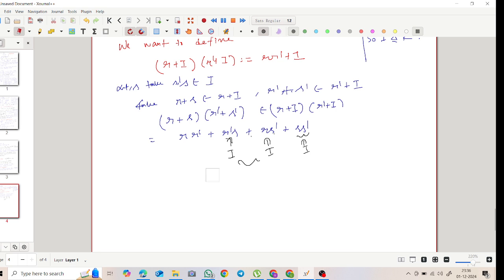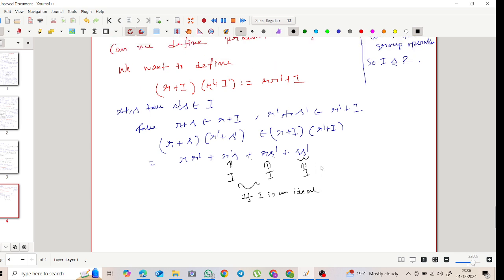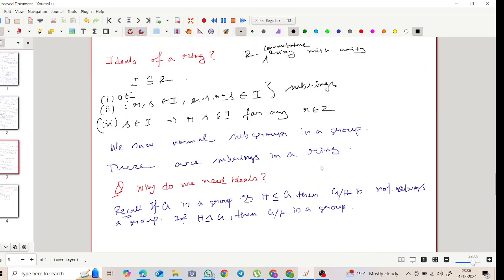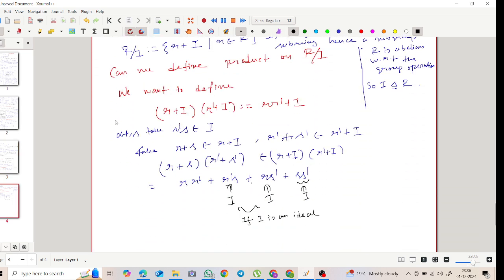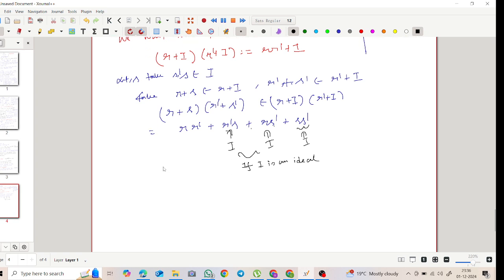If I is an ideal, then by the definition of an ideal, by this third criteria, these things are in I, okay? So this whole thing is in I. So now the product is defined. Understood?